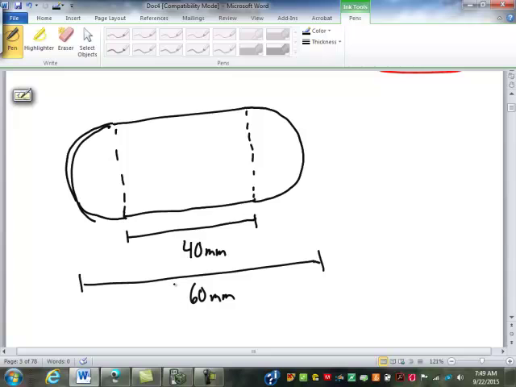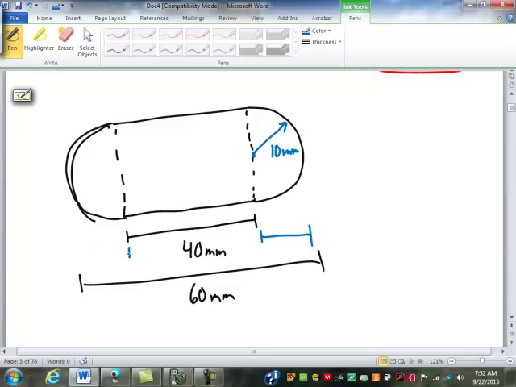There you go. Find the area of that. Tell me where to start. First of all, do we know the radius of the circles, the half circles? How much is it?